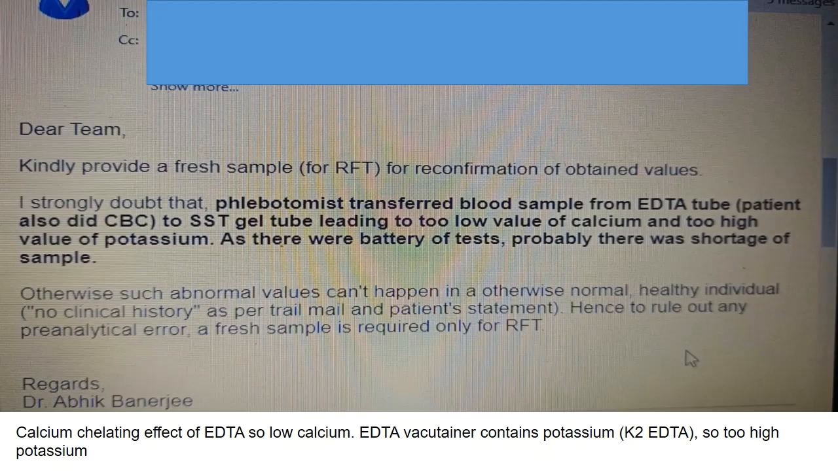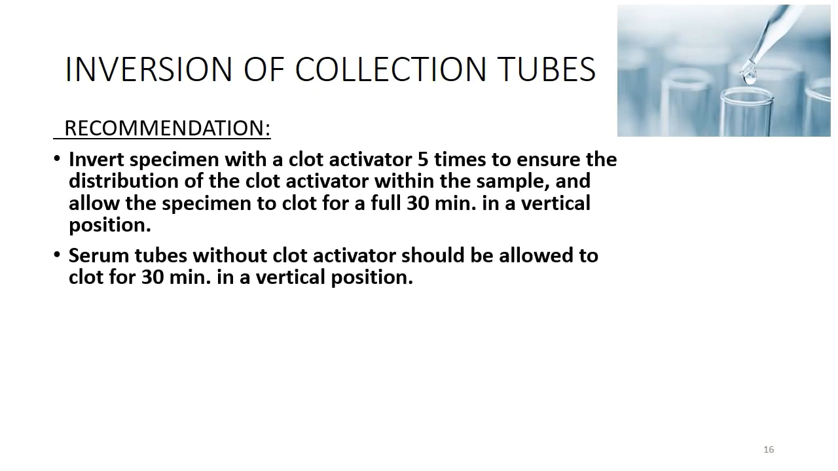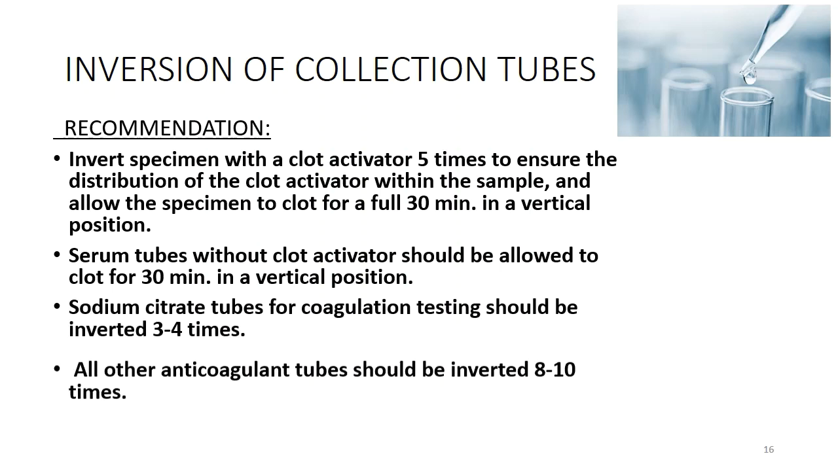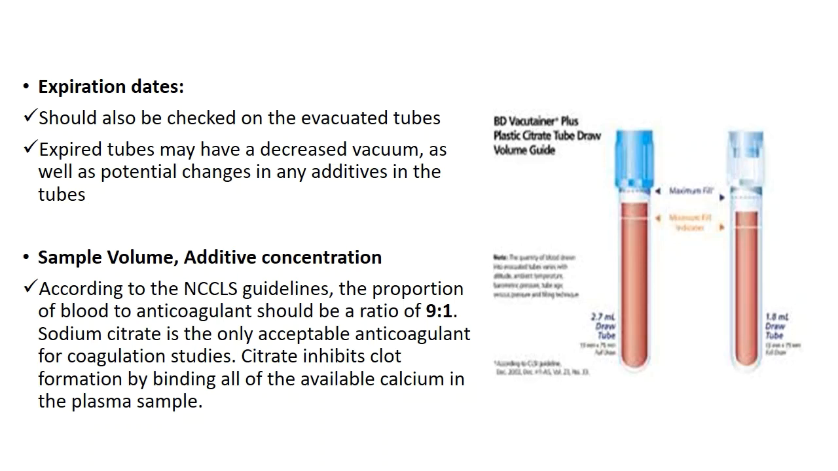So this is the inversion, as we already told how many times you should invert. And there should be an expiry date, which we already explained. You see that in a good quality vacutainer, especially for the citrate tube, the minimum quantity and maximum quantity of blood are marked. Sometimes it's a wrong practice by the phlebotomist: they open the lid and pour the blood from the syringe.